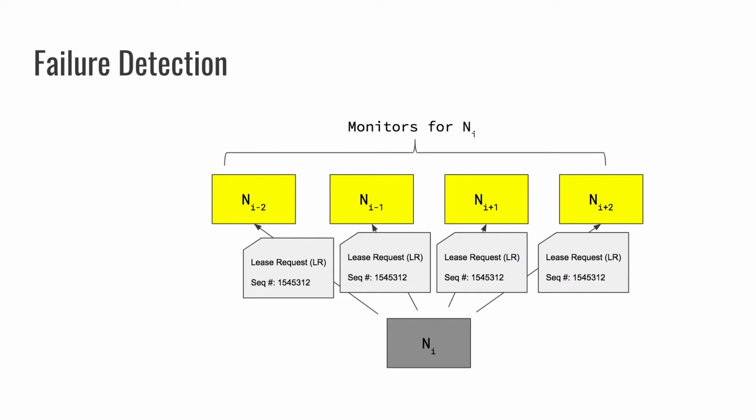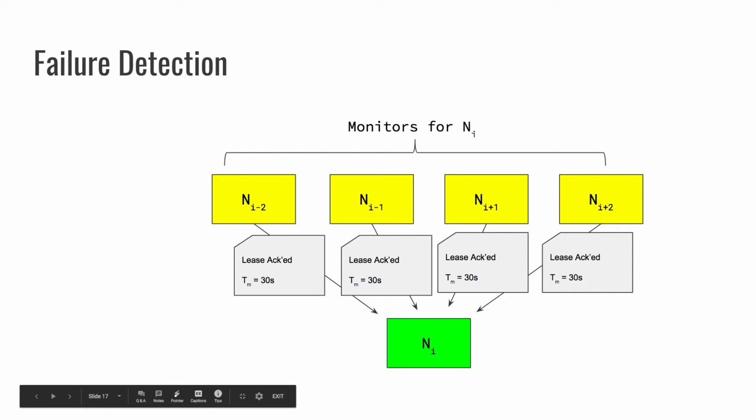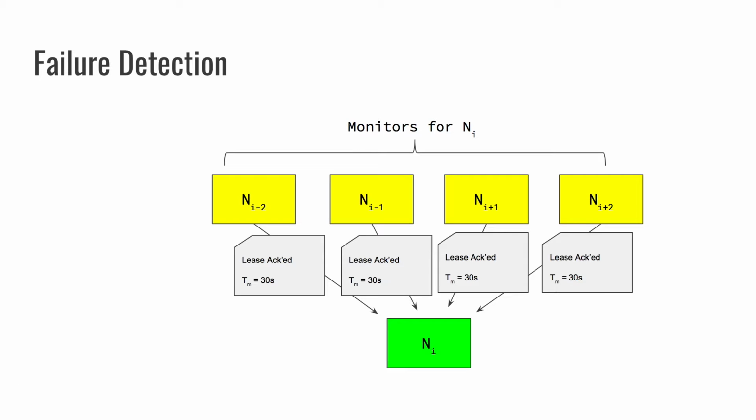So first, a node periodically sends its heartbeat in a message called a lease request to its monitors. If everything goes well, all the monitors will send the node a lease request acknowledge message with a lease period TM, which is normally 30 seconds. This basically says that the monitor promised that it will not mark the node as failed for at least 30 seconds. If the node receives an acknowledge message from all of its monitors, it stays in the membership list.